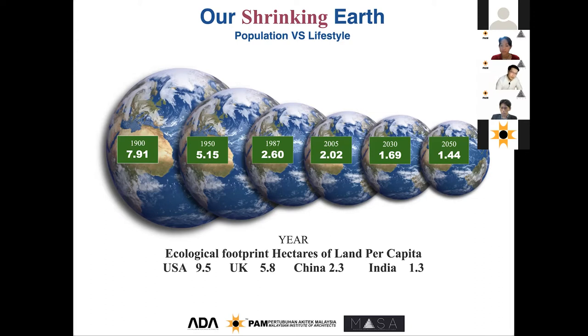Now, today, the ecological footprint per capita in the USA is 9.5 hectares. What does it mean? It means that the American lifestyle needs 9.5 hectares to support it. Whereas the UK is 5.8, China is 2.3, and India is the least, at 1.3 hectares of land. Now, I'll give you another perspective.